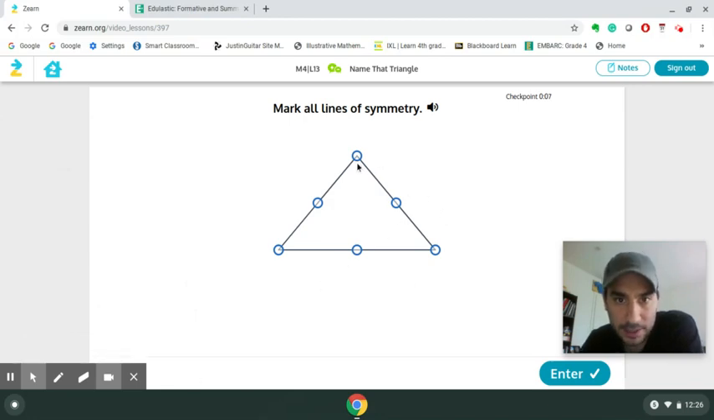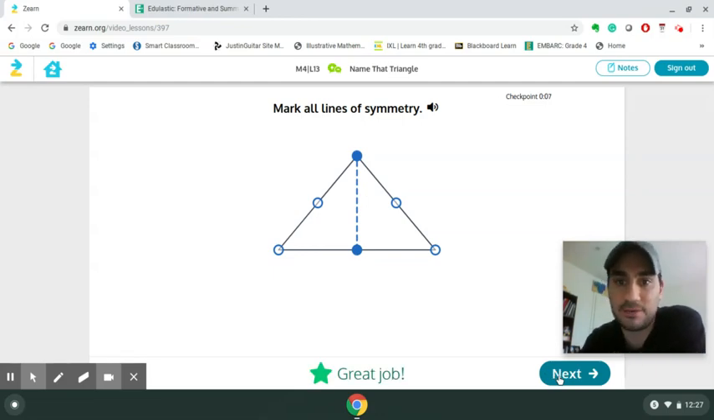It looks like right down the middle is a nice, straight, clear line of symmetry where I can fold it over top and it matches. Great job. So we have one line of symmetry. I'm excited to see who got that one correct.